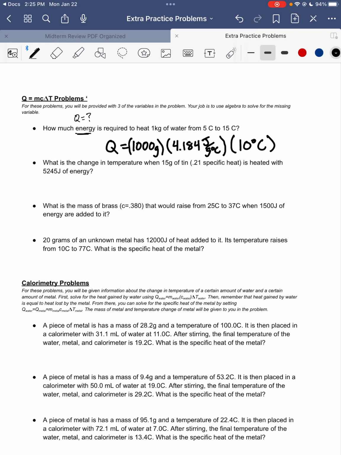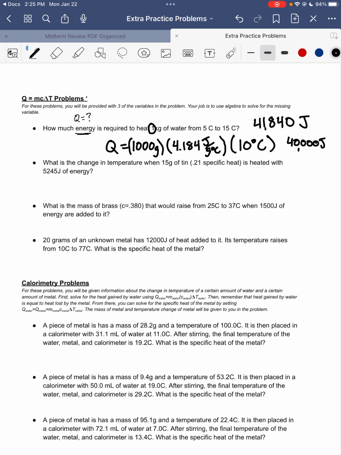Now to get my Q value, all I'm going to do is plug those 3 numbers into my calculator. 1,000 times 4.184 times 10, and that gives me a Q value of 41,840 joules of energy would be required. Now, if I was worried about sig figs for this problem, which I should be, technically I only have 1 sig fig available to me in this problem, so my answer would be 40,000 joules if you're worried about sig figs.